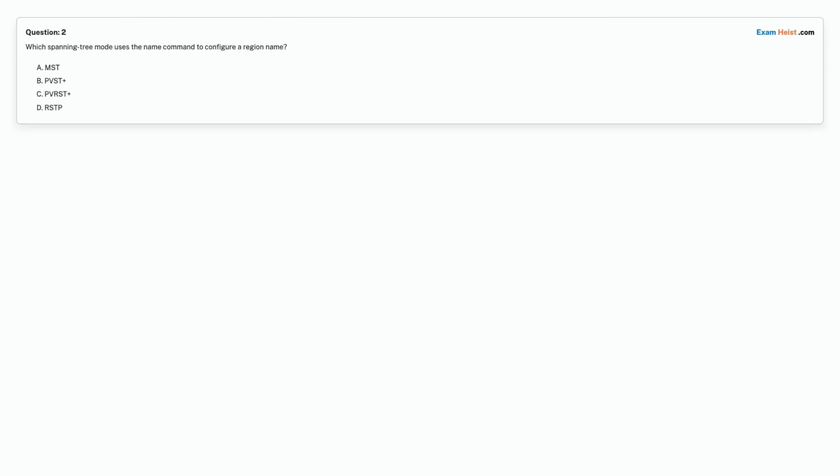Question 2. Which spanning tree mode uses the name command to configure a region name? Option A. MST. Option B. PVST+. Option C. PVRST+. Option D. RSTP. Choose the correct answer. Correct answer is option A, MST.